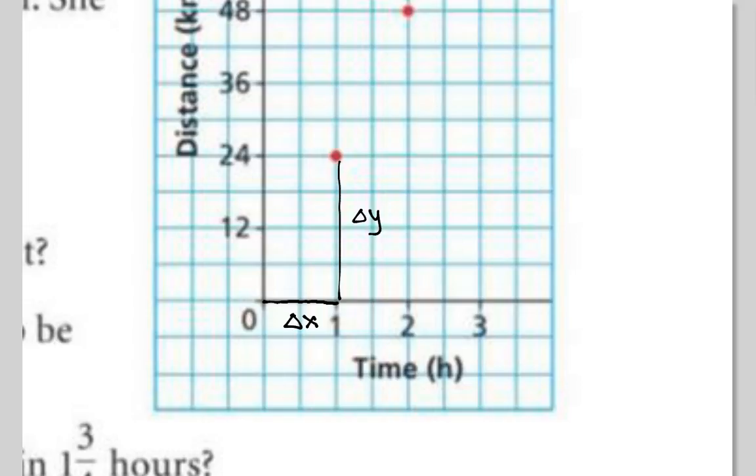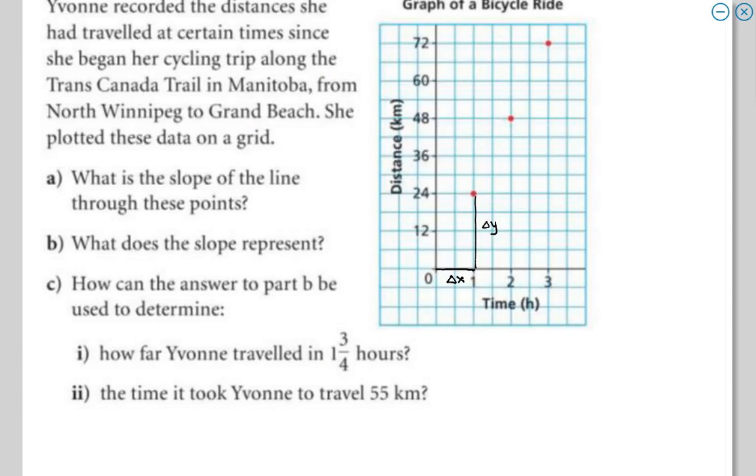Okay, so how much did the x change by? 1 what? The unit is 1 hour. And y changed 24 kilometers. So you have to include the units. So what is the slope? You have 24 kilometers in 1 hour. You definitely recognize that unit. Kilometer per hour is obviously your speed.